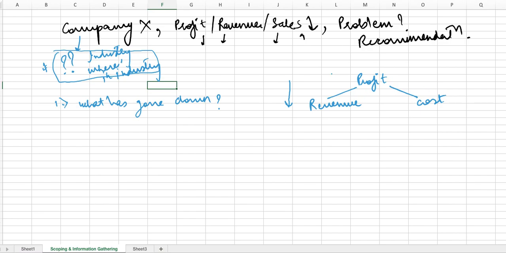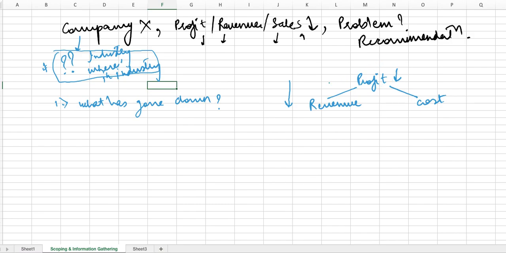Okay. So that is how you start analyzing. So here, let's say the profit has gone down. So my first question is, okay, what has gone down? Profit. Okay, profit has gone down. Now profit can go down because of two things: revenue coming down, cost remaining the same, or cost going up, revenue remaining the same, or when all hell breaks loose, revenue is also going down, cost is also going up. So in all these three cases, the profitability will decrease, right?